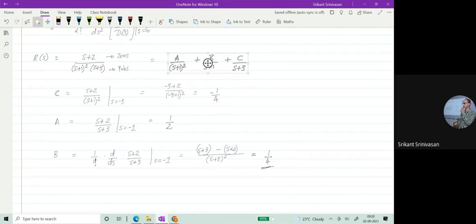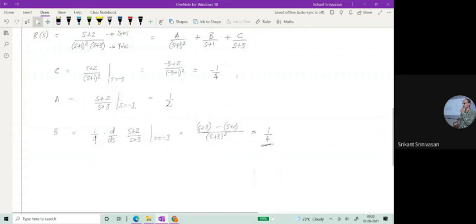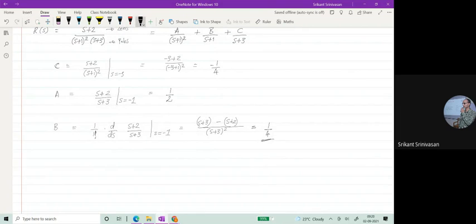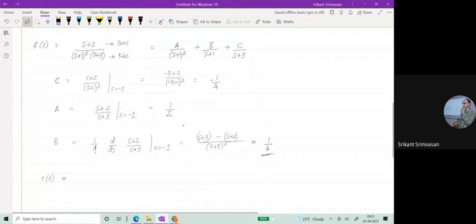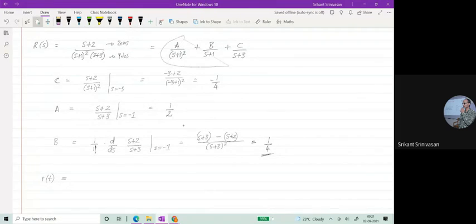So if this is my answer, then what is the r of t? What is r of t? I have R of s. So who can tell me what is r of t?